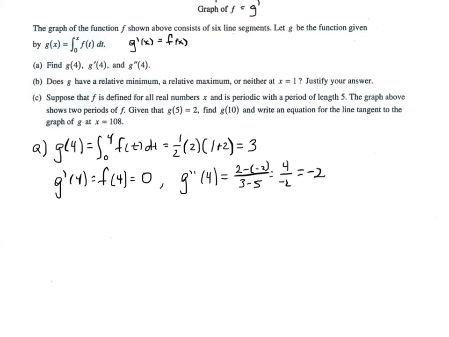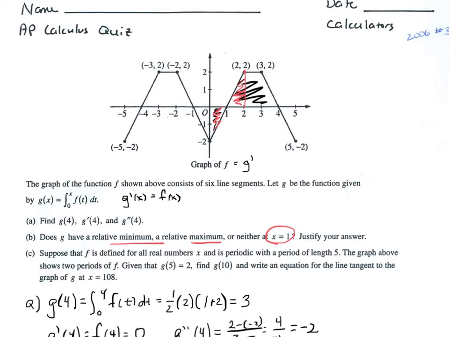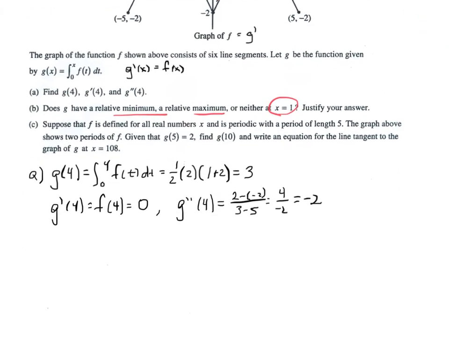Part B, we're asked if g has a relative minimum, maximum, or neither at x equals 1. Well, we know that g has a relative minimum or maximum if g prime changes sign at x equals 1. So here's g prime, here's x equals 1, and it does look like g prime changes sign. We go from negative to positive. And since our graph is going from negative to positive, that means that we're looking at a relative minimum.